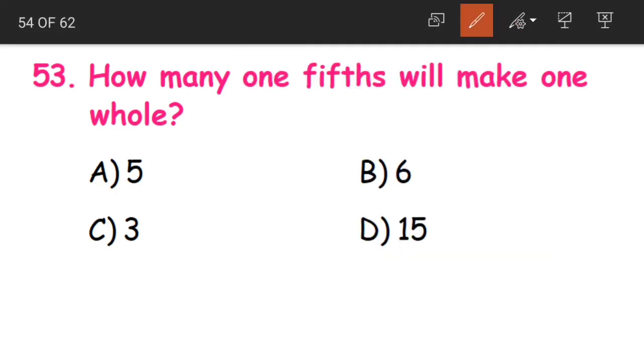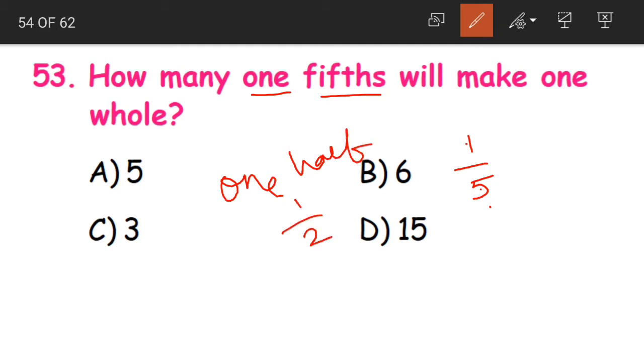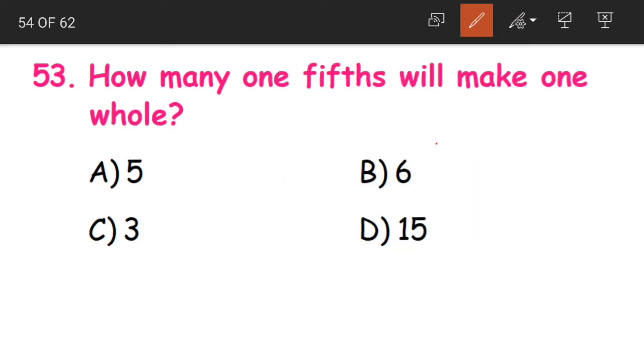How many 1/5ths? 1/5ths means 1 by 5. See, what does 1/2 mean? 1 by 2. 1/3 means 1 by 3. In the same way here 1/5 means 1 by 5. So how many of 1 by 5s will make our whole?